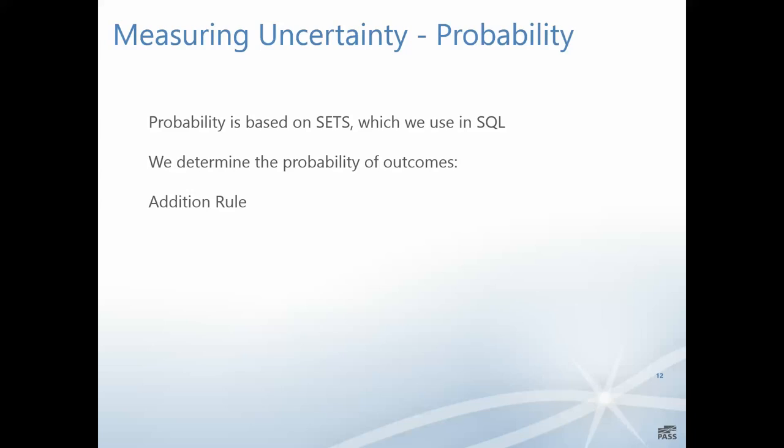So then we apply rules in order to find out more about the certainty of the data. So we might have the addition rule, which is the probability of the union of two sets. The multiplication rule is the probability of the intersection, and the complement rule is the probability of not being an element in the resulting set.